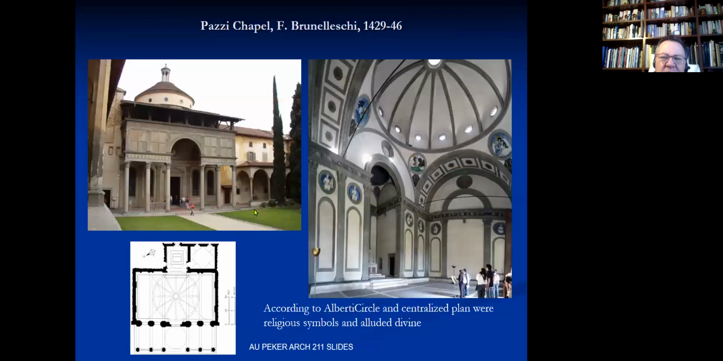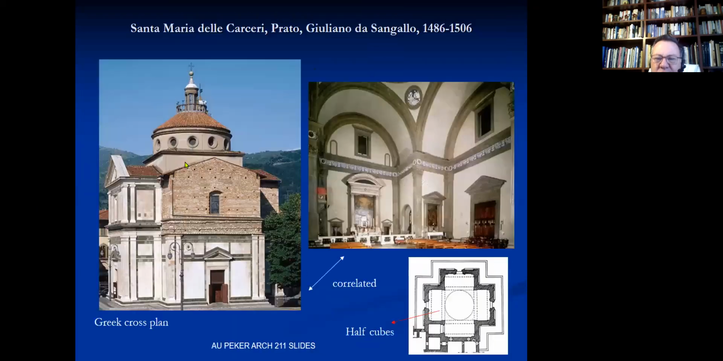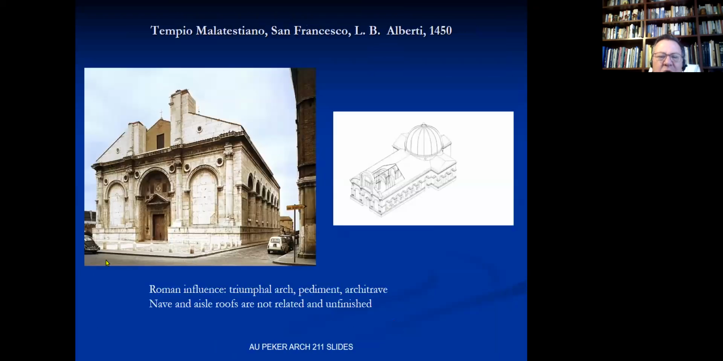Let me repeat. From Pazzi Chapel by Brunelleschi to this Tempio Malatestiano by Alberti, essentially what we have here is this dominating element, altogether emphasized in relation to the other parts of the design.